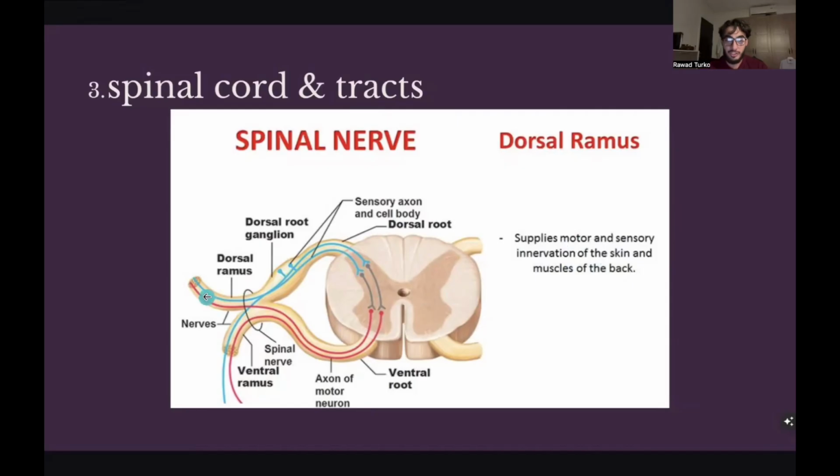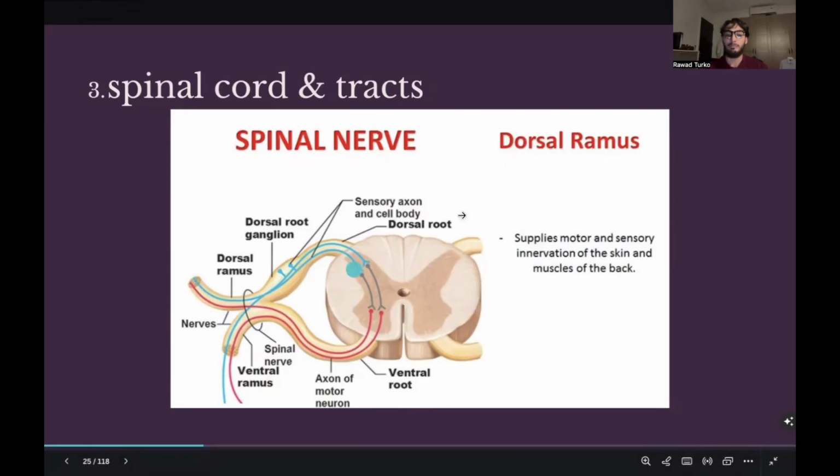Again, we mentioned innervation of the skin because there's a sensory section and a motor section, so it's going to innervate the muscles of the back. Okay, so this is just basic anatomy of the spinal cord.